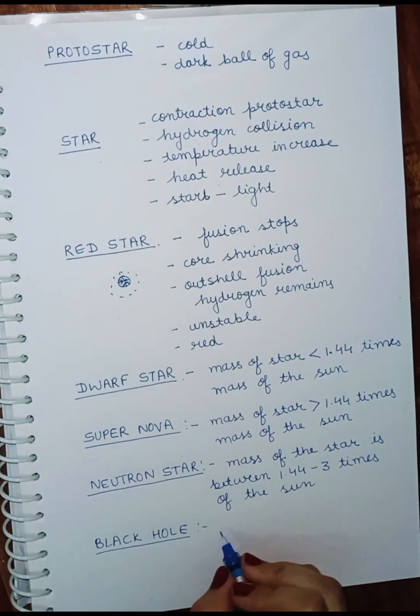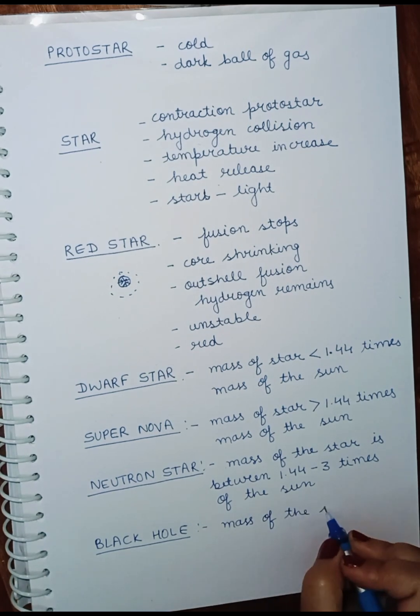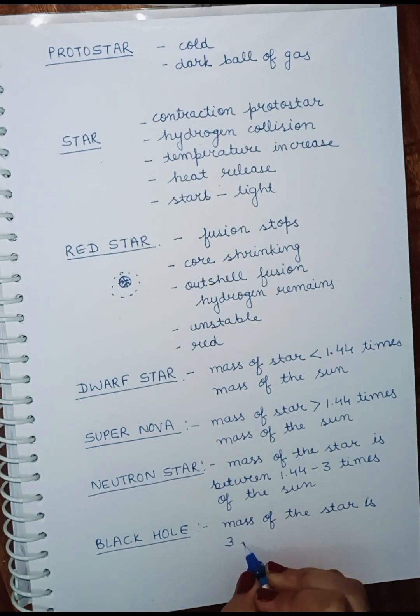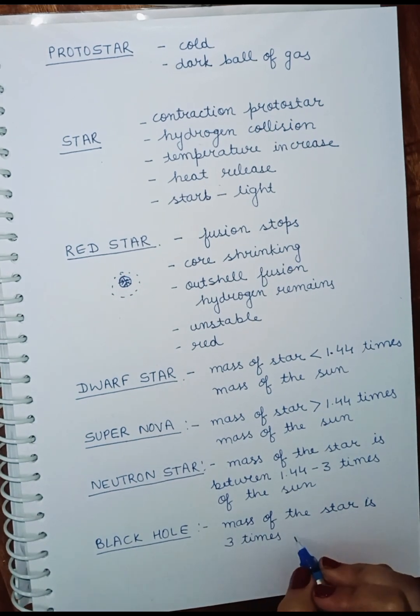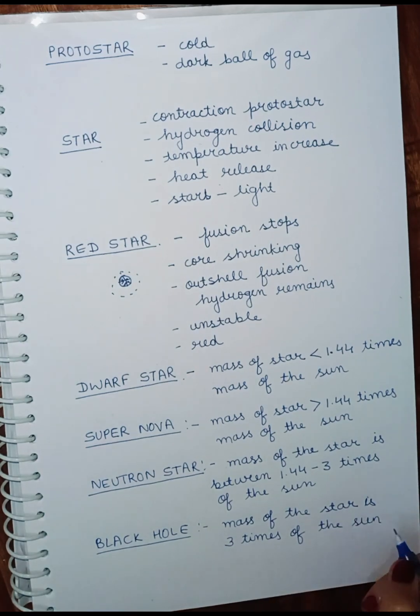In a black hole, the mass of the star is 3 times the mass of the sun. This is called a black hole.